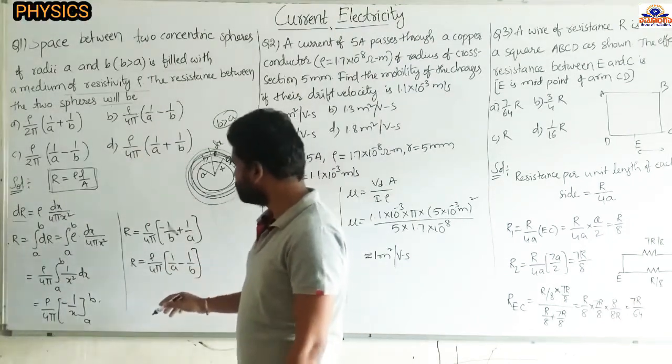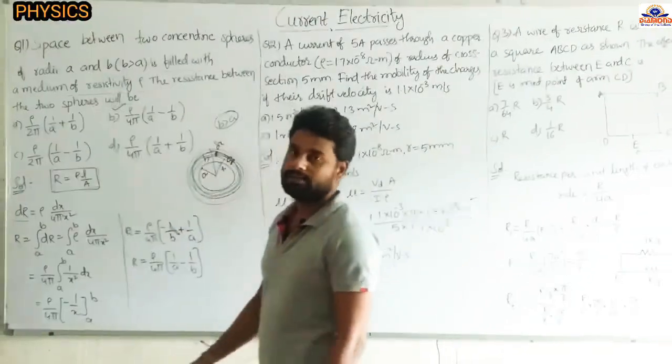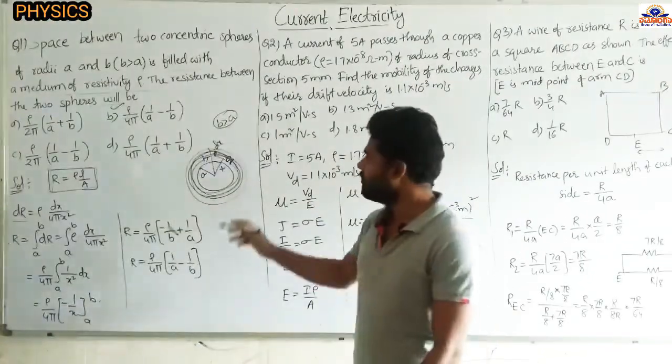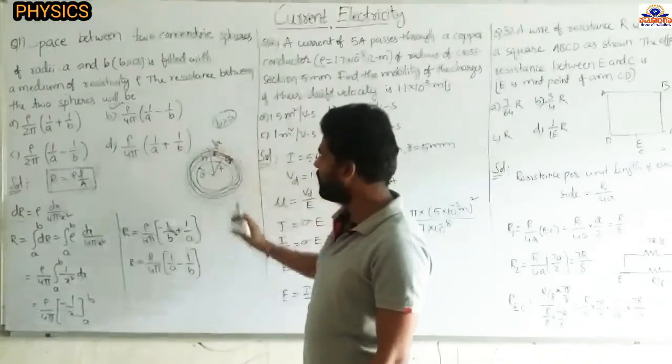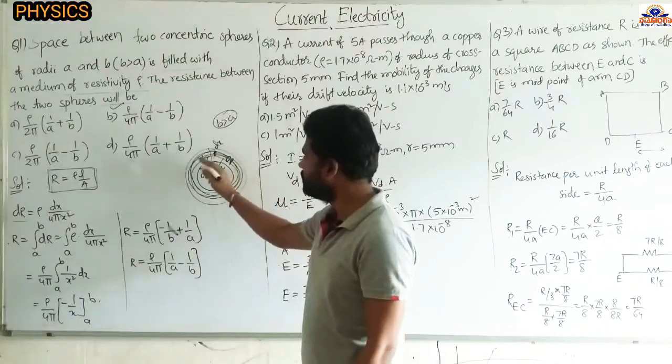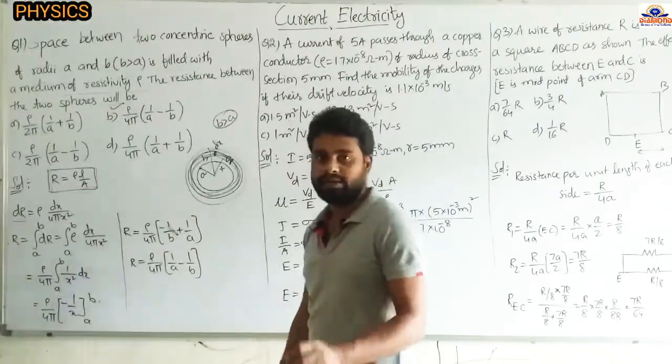So it is a very easy question, and a mains level question also. B option is the right answer. We can solve this one easily. To find the resistance between the two spheres, we have to assume one more sphere in between that space and do the integration. We will get it very easily.